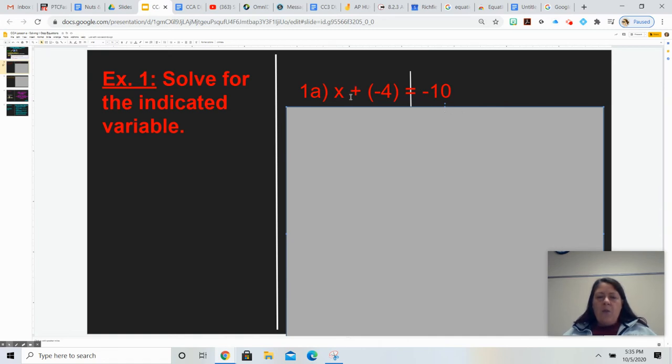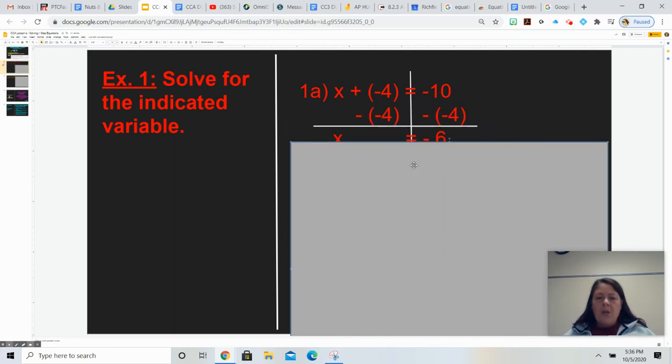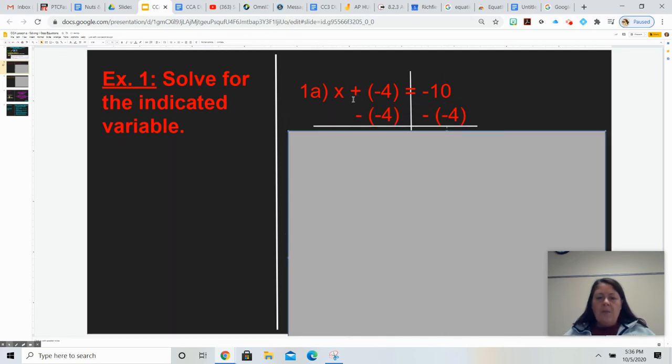And I think to myself, what's the opposite or the inverse of addition? It's subtraction. So I need to subtract -4 from both sides. So I'm going to show that work here. I'm subtracting -4. And again, whatever I do to one side, I have to do to the other.